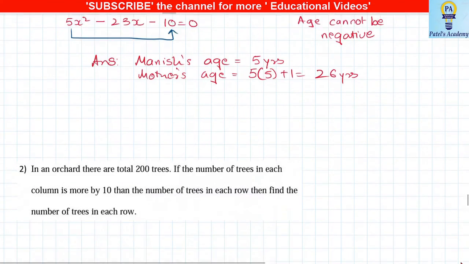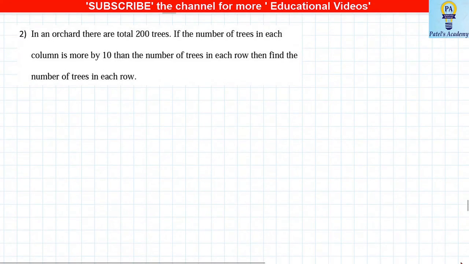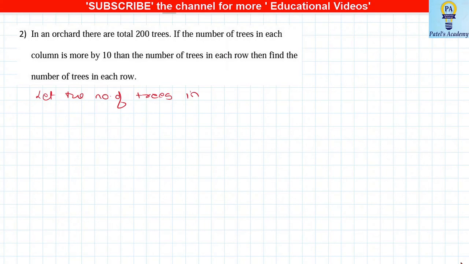Okay, let's have one more quadratic equation. Now here what they have given: in an orchard, there are total 200 trees. The number of trees in each column is more by 10 than the number of trees in each row. So what do we write down? Let the number of trees in each row equal x.